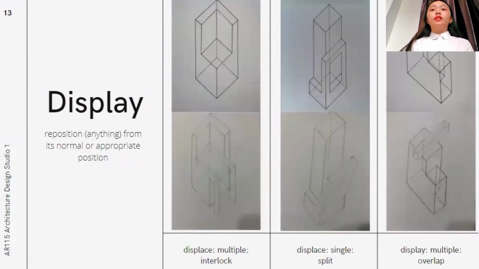The last one is the display. It means the position of the form is normal or appropriate. So the interlock, split, and overlap methods are shown in my slide.